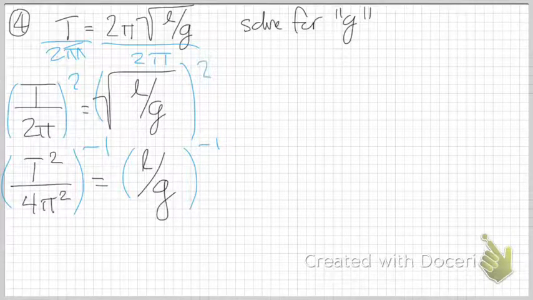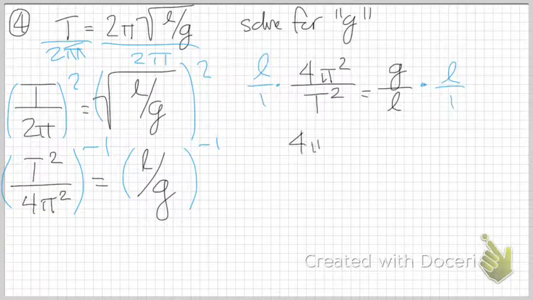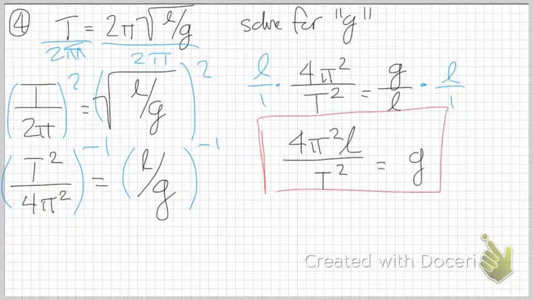So that radical's gone away. I'm looking for g, not its reciprocal, so I will raise that thing to the negative 1 power, and I get 4 pi squared over t squared equals g over L, because it's flipped. And then multiply both sides by L to isolate g, and I put a box around my final answer: 4 pi squared L over t squared. That's about it for our examples there.